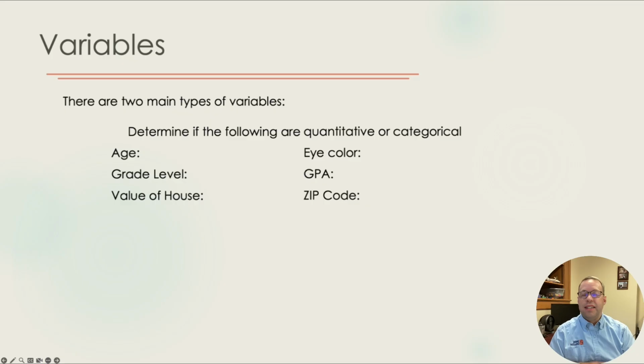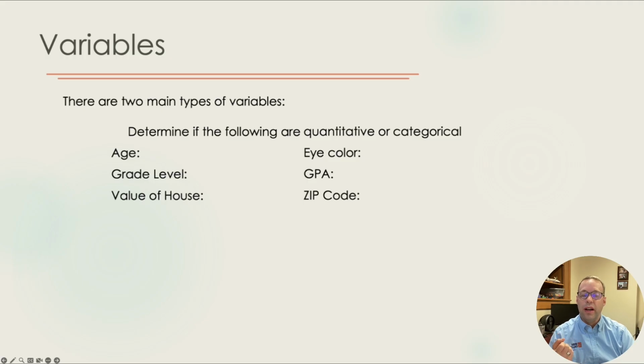All right, let's see if we've got this. I want you to take these variables here, pause the video, and determine, are each of these quantitative or categorical? Based on the definition I just gave you, pause the video and decide which of these variables are quantitative, which are categorical. All right, now that you've paused the video and you've made these decisions, let's go through these.